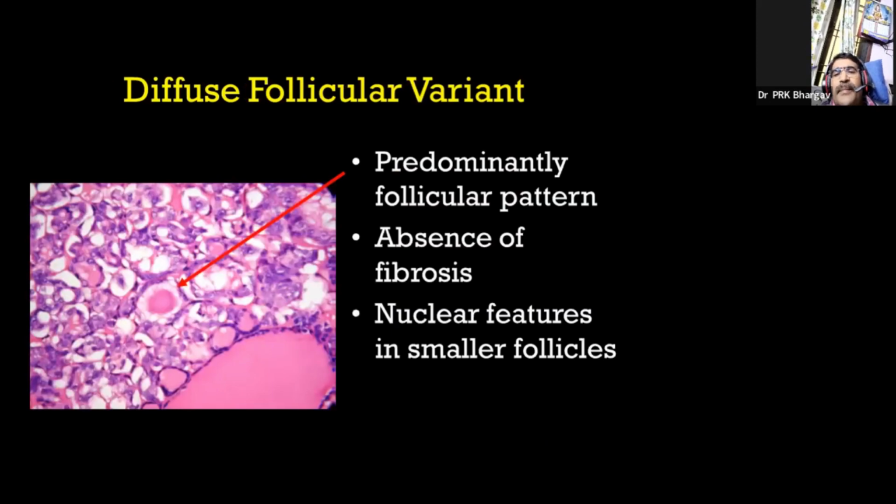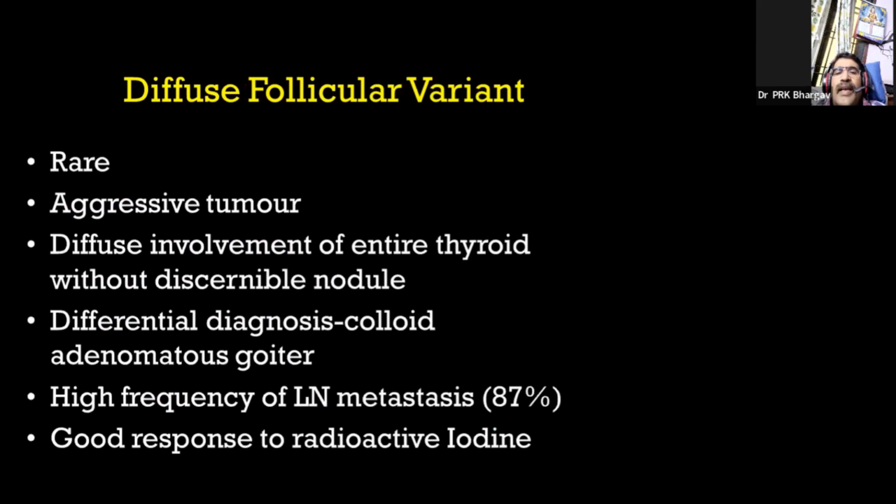Next. This is another rare type, the diffuse follicular variant. Here, instead of sclerosis, the follicular pattern dominates, but there is absence of fibrosis. Whatever we are covering in the subsequent 3-4 slides are very rare variants, but all of them are very aggressive with a high lymph node rate. But one good thing, because of the follicular nature, it has some affinity towards radioactive iodine. So radioactive iodine acts very well in this variant. That's the only good aspect about this variant.